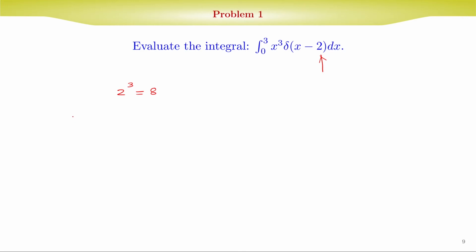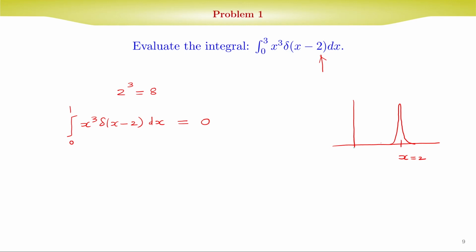Now let us try to calculate the integral for the domain from 0 to 1. In this case, this will be equal to 0. Why? Because the delta function is defined at x equal to 2, and the function x cube is considered from x equal to 0 to x equal to 1, so that the domain of integration does not include the delta function.